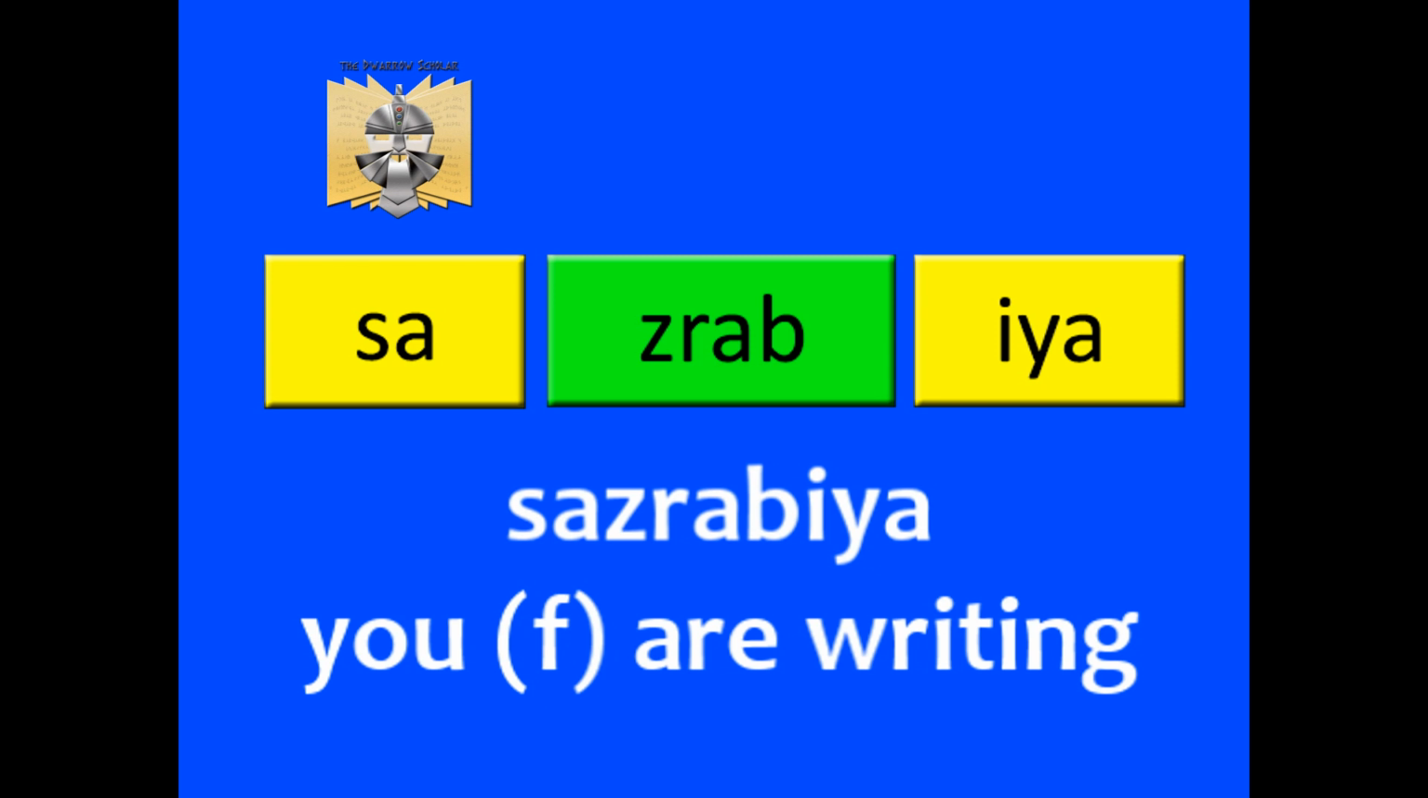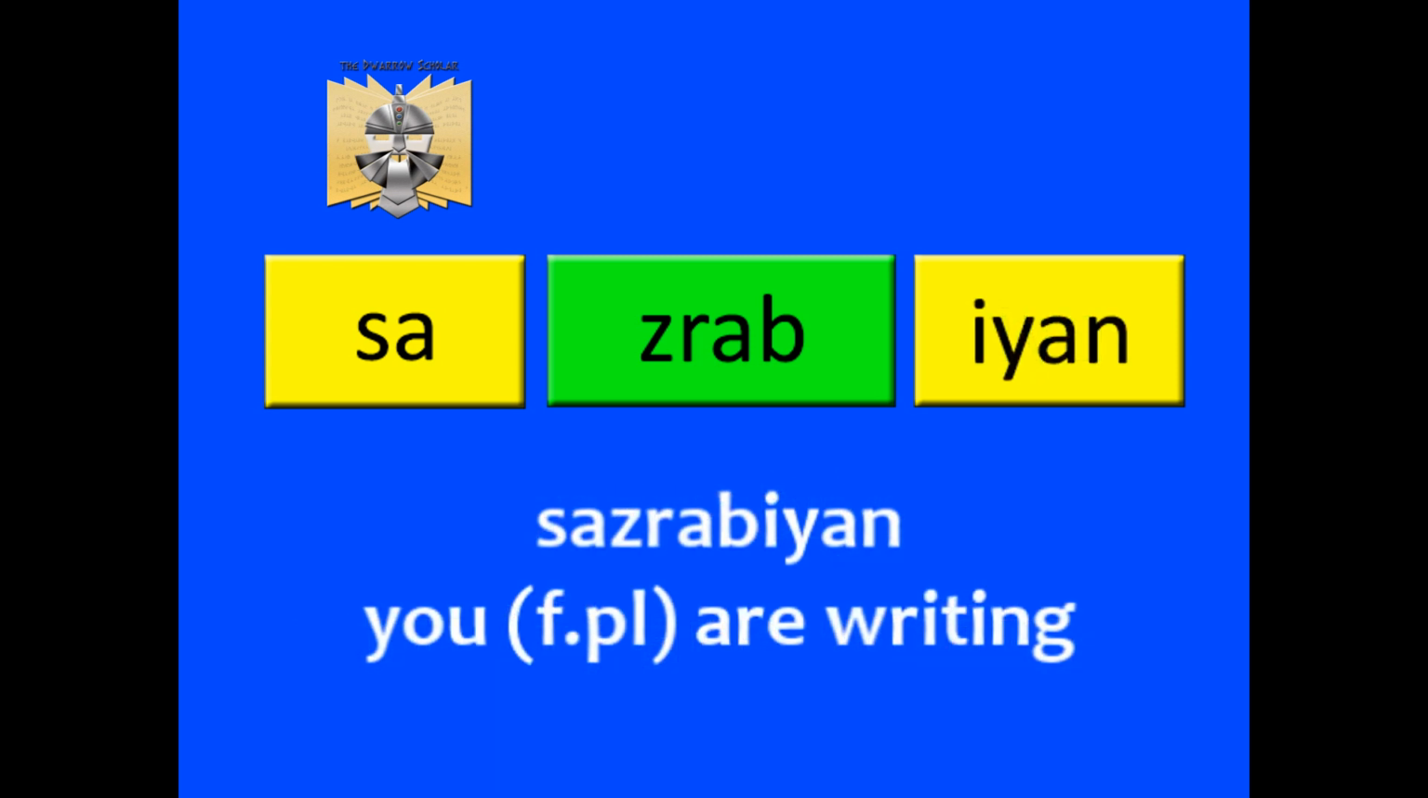Let's have two female dwarves in the room instead of just one. So how would we form the plural of this? You might remember that for the perfect form, we needed to add an N to the conjugation. This is no different. Here as well, we add N to the conjugation, turning it into sazrabian, meaning you, plural female, are writing.